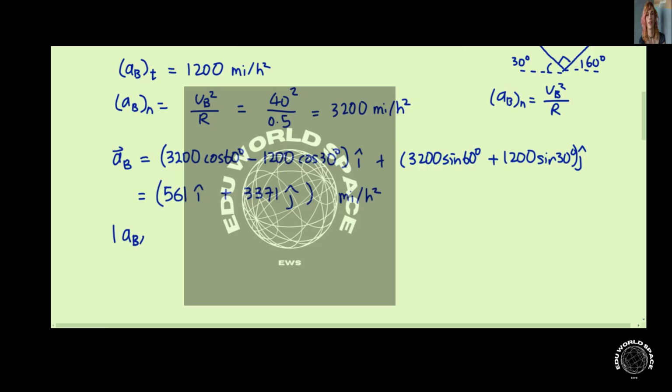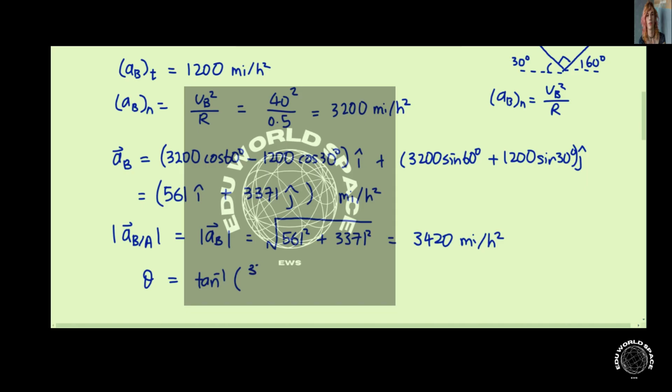So the relative acceleration of B with respect to A would just be the magnitude of the acceleration of B. So 561 squared plus 3371 squared, square root using Pythagoras theorem, and you get 3420 miles per hour squared. And then the angle theta, the direction, arctangent of the y component divided by the x component, you get 80.6 degrees.